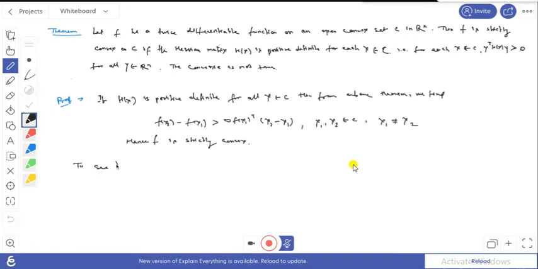The converse is not true. You take a counterexample and consider a function. Suppose we take any even order function, f(x) = x to the power 4, where x belongs to the real line R1. Here f is strictly convex on R1.